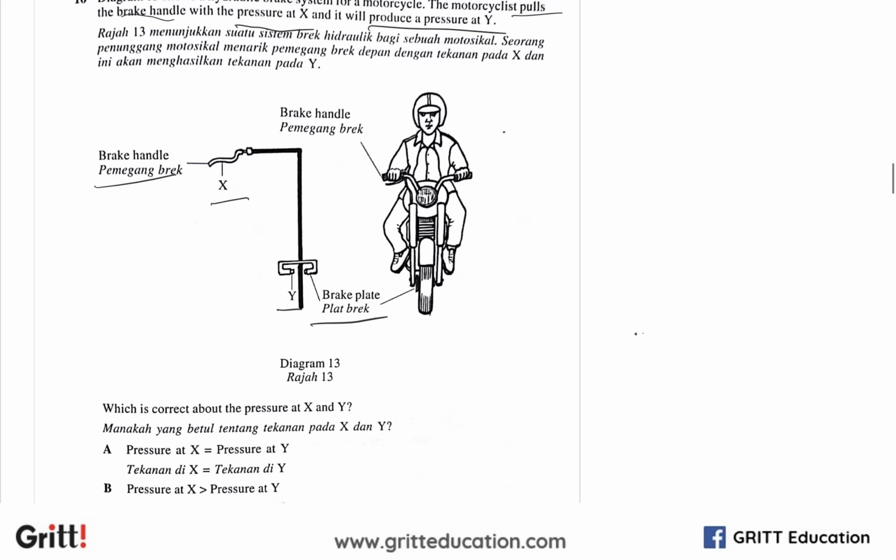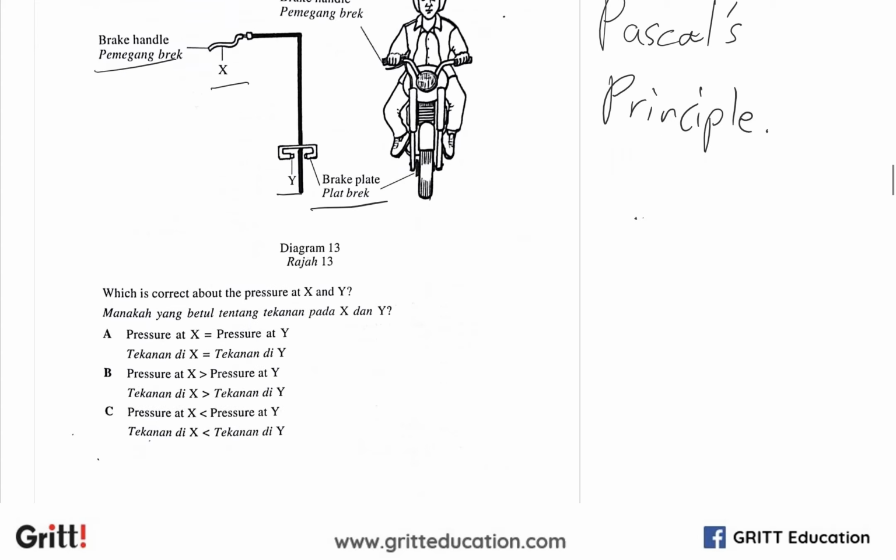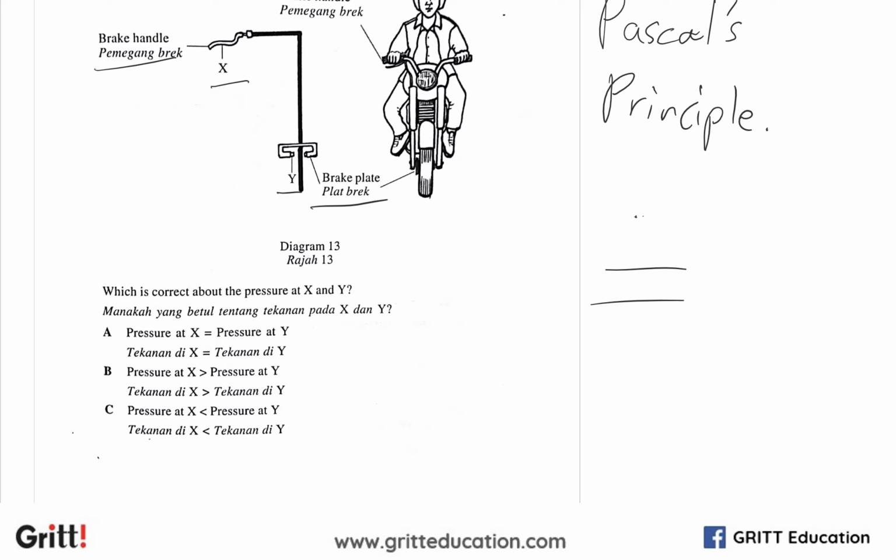Now, before we get to this, we have to recall one principle, which is Pascal's principle. What it says is that for example, let's say you have this, and inside is a particular fluid. So what it's trying to say is that pressure transmitted in an enclosed fluid will be transmitted equally throughout. Pressure is transmitted equally throughout an enclosed fluid.